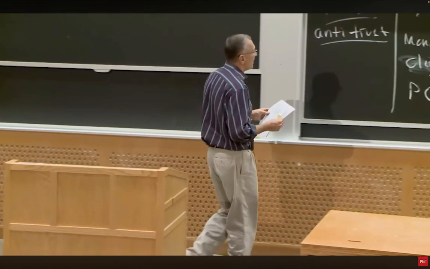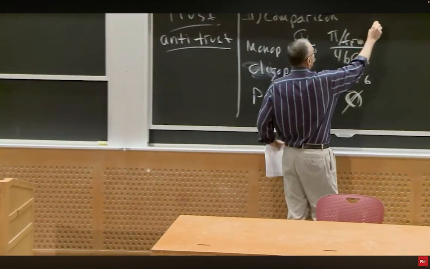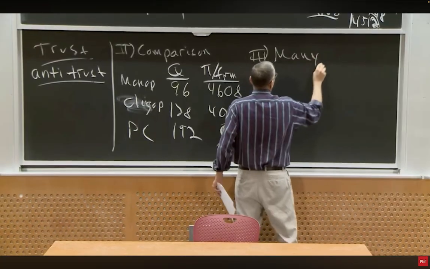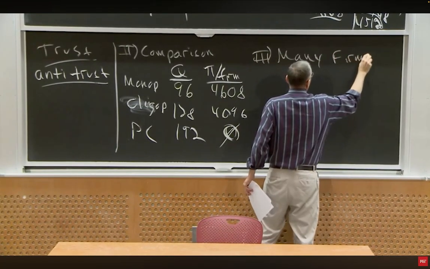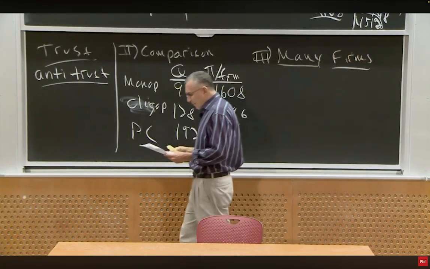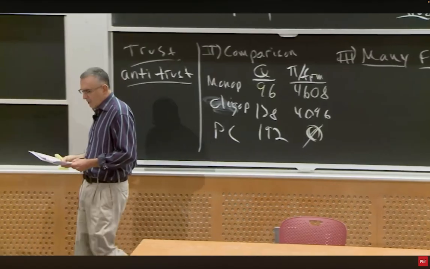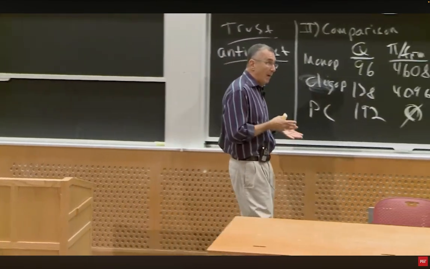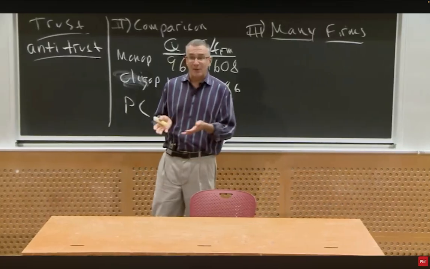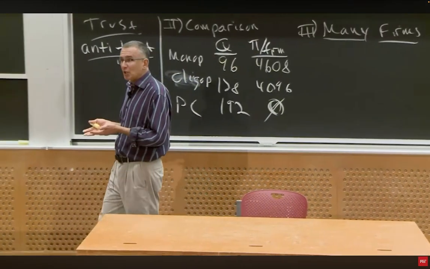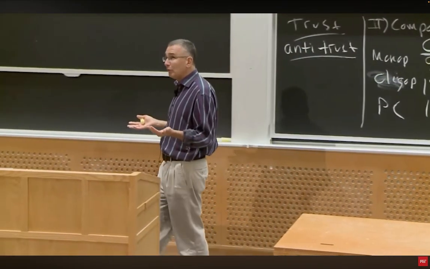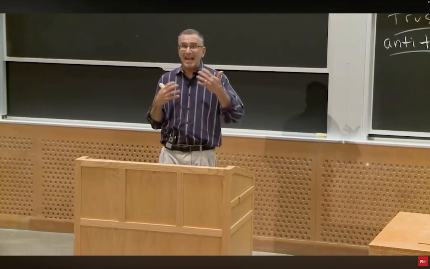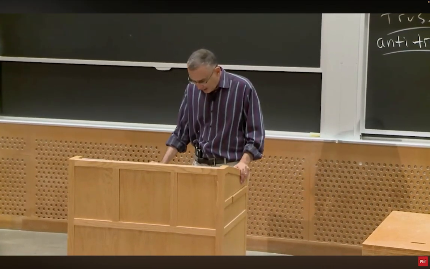The second point I want to make is I want to talk about what happens when you have many firms. What happens when you have many firms? Well, we've talked about one firm, monopoly. We've talked about essentially infinite firms, which is perfect competition. We've talked about two firms, which is Cournot. What about 3, 4, 5, 6, 7, 8 firms? What about n's that are between 1 and infinity?